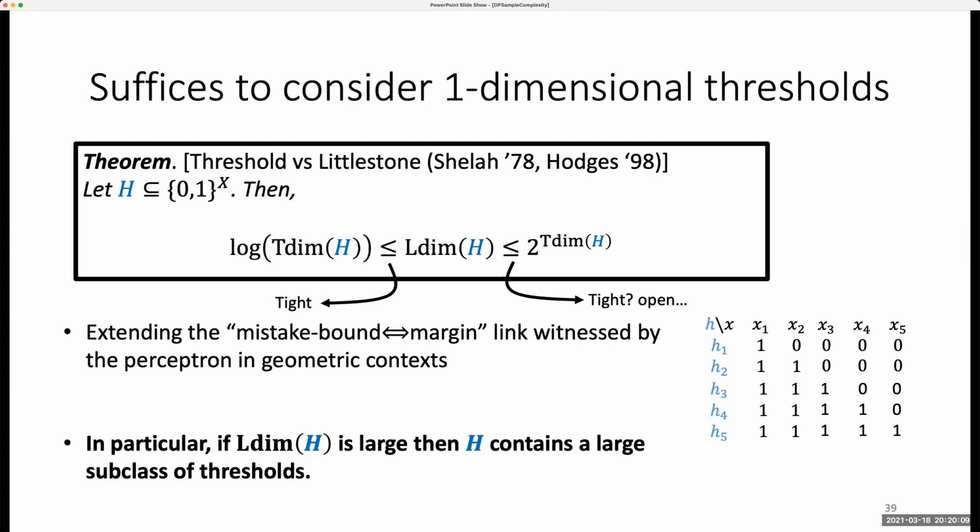Now, in terms of machine learning, I think that this result can be interpreted as an extension of the mistake bound versus margin link witnessed by the perceptron. If you think about half spaces, then the threshold dimension exactly corresponds to margin. And this shows you that this link between mistake bound and margin applies more generally in an abstract combinatorial context.